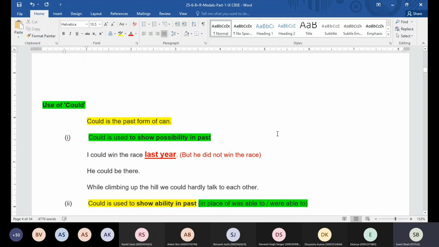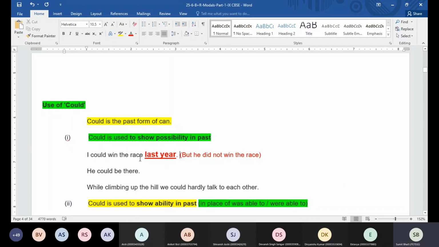Okay, in exam, how will you identify whether we have to use can or could? Let me repeat. How would you identify whether we have to go for can or could? Like if you have I dash win the race last year, how will you identify can or could in this sentence? We use could to show possibility when we are talking about the past. And can is used to show possibility in the present. Yes, can is for the present time.